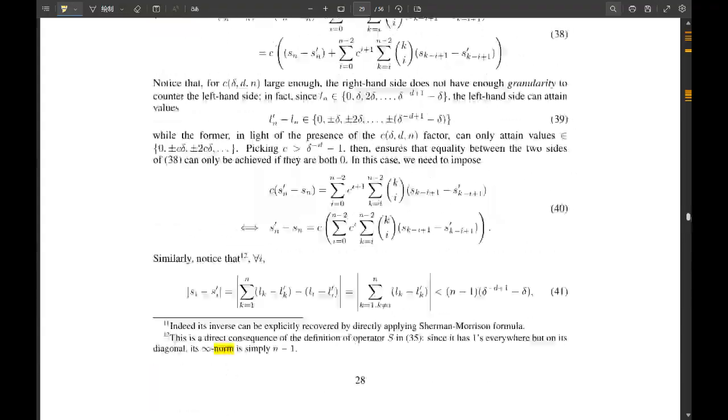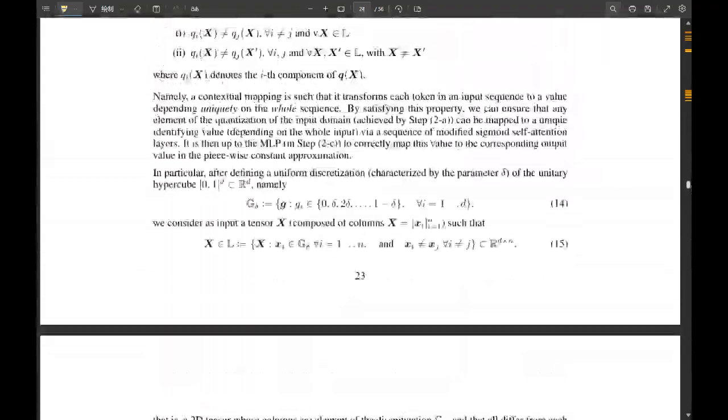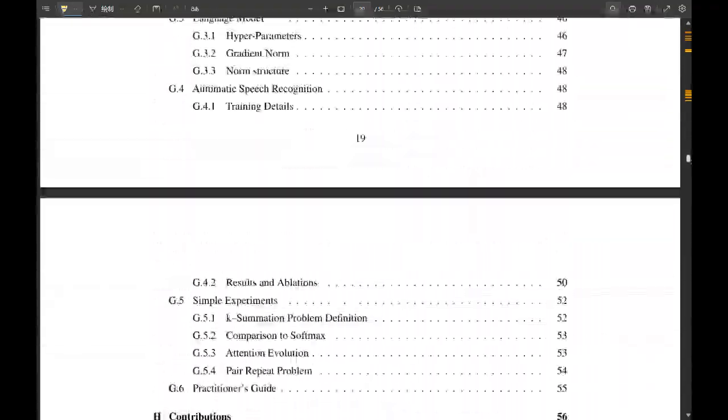So overall, it's clear that sigmoid is a powerful alternative to softmax. Absolutely, it's a compelling option and definitely something to keep an eye on as it continues to develop.